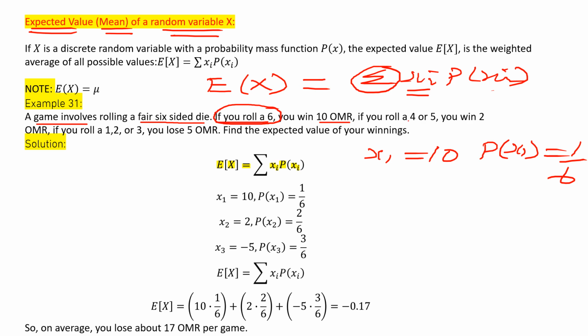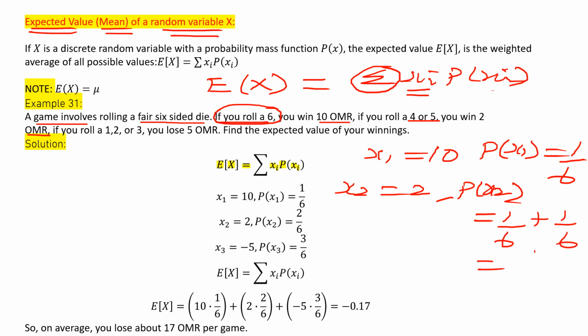Next one, if you roll a 4 or 5, you will win 2 OMR. So let us define x2 = 2. So P of x2 is either a 4 or 5. To get a 4, the probability is 1/6. To get a number 5 on a die, the probability is 1/6. So if you add, it will give you 2/6.